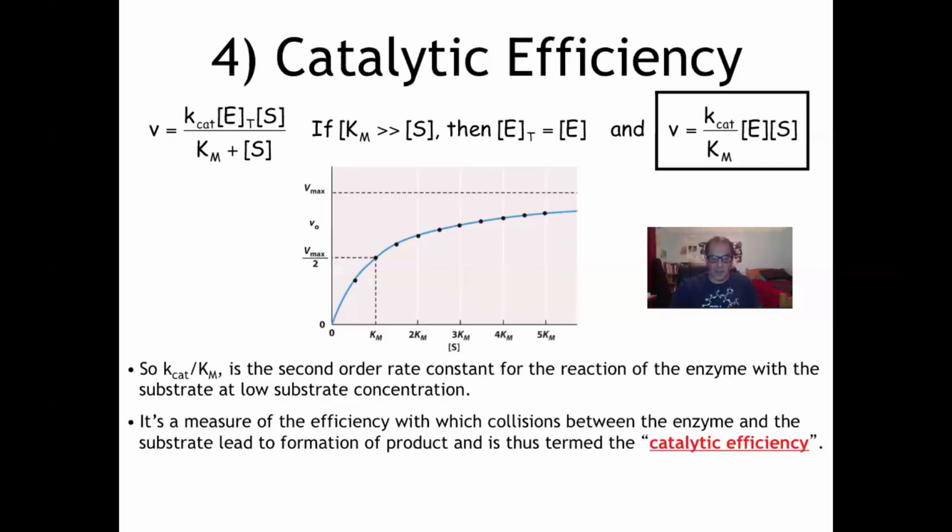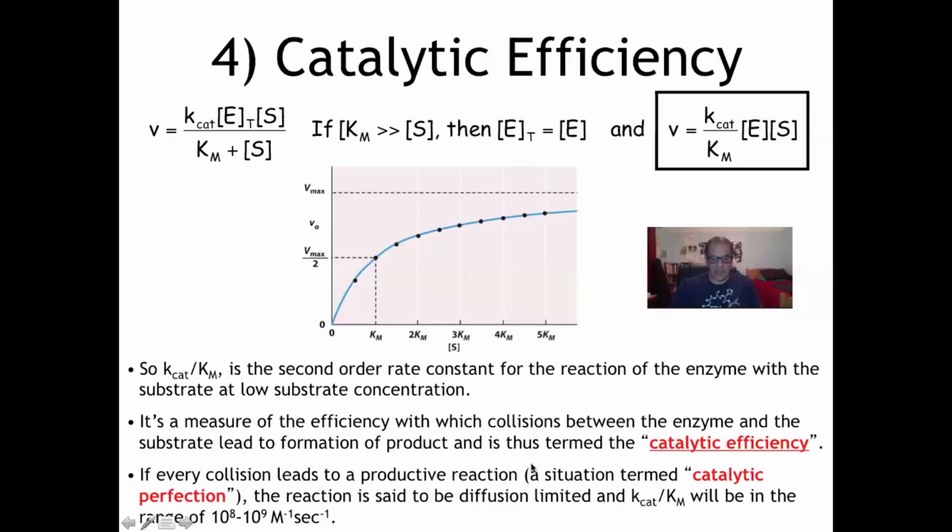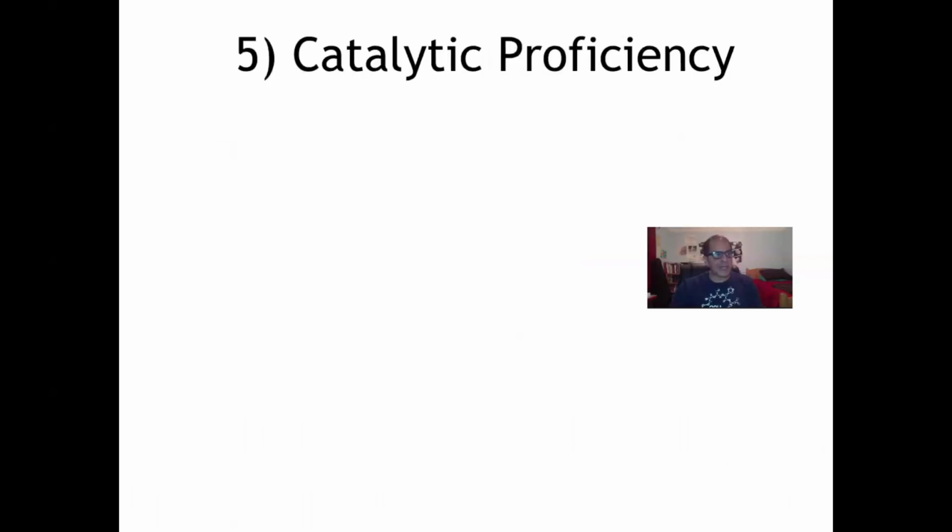Another way of expressing that is to say that that enzyme is diffusion limited. And that's because every time, as I said, the enzyme and the substrate collide, a reaction occurs. And so if an enzyme has achieved catalytic perfection, if it is diffusion limited, it turns out that Kcat over Km will be in the range of 10^8 to 10^9 molar^-1 seconds^-1. Okay, so that's catalytic efficiency.